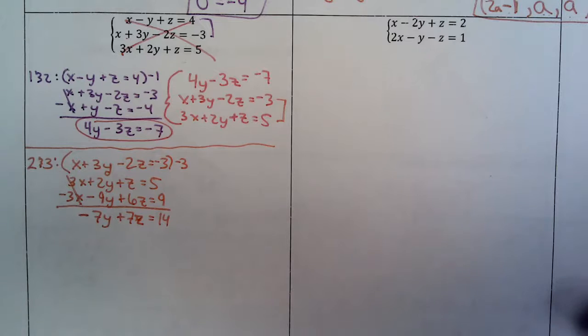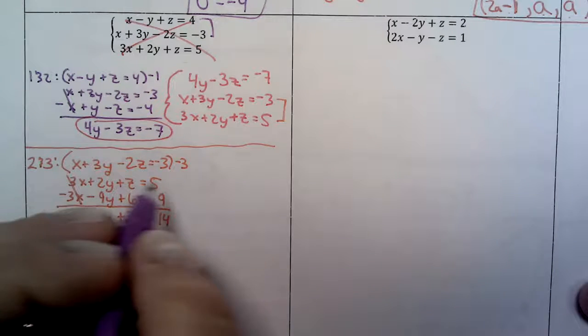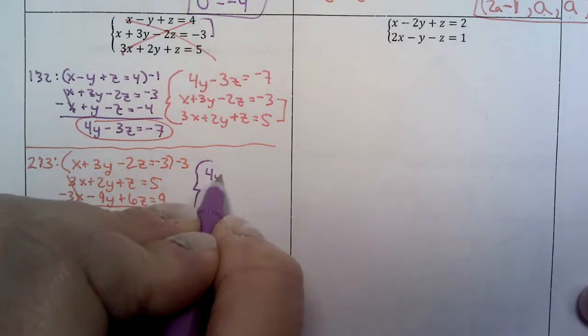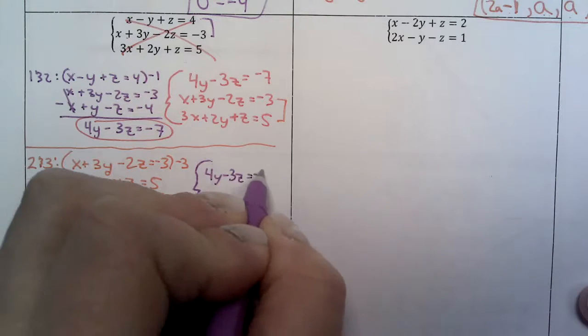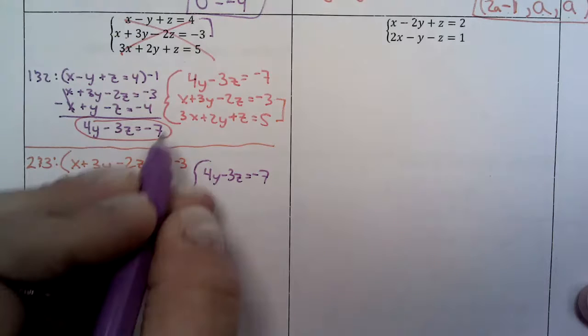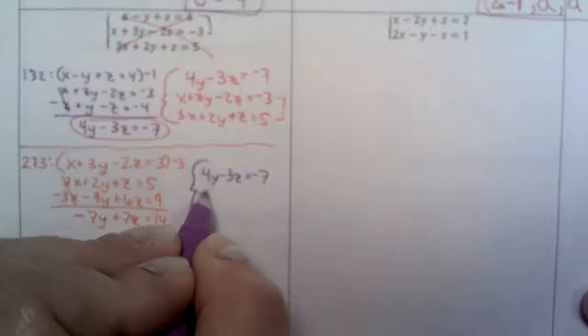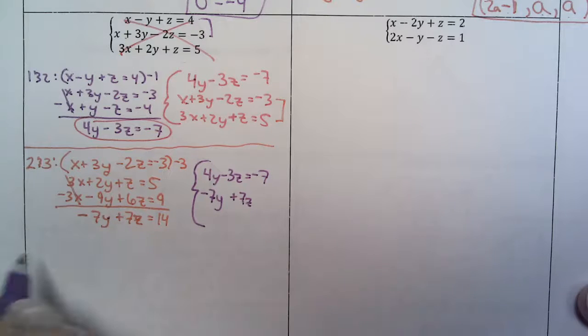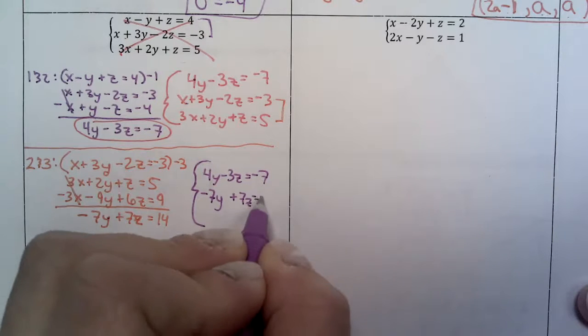And now I'm going to rewrite my system. So my system is going to be 4y minus 3z equals -7. So remember, I'm using this one now, not this one. My second equation, I'm going to replace with this, -7y plus 7z equals 14.